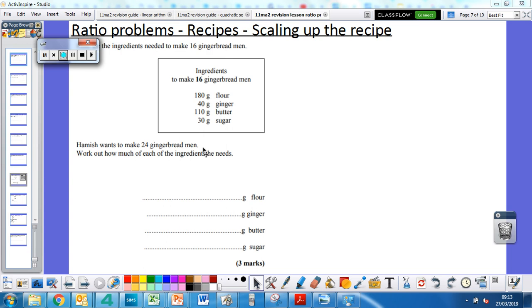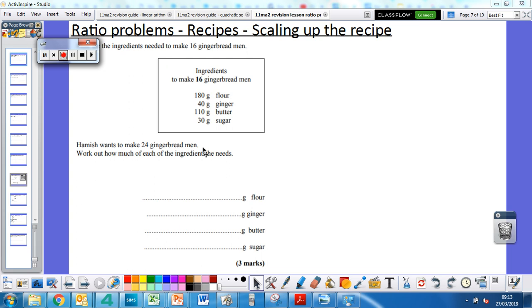Our next video on ratio focuses on a type of problem to do with recipes. Very, very common. There are three main types of problems that we're going to look at. The first one we're looking at is simply rewriting a recipe by scaling up.